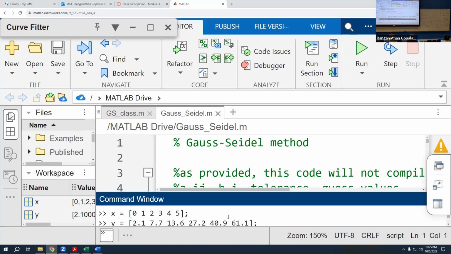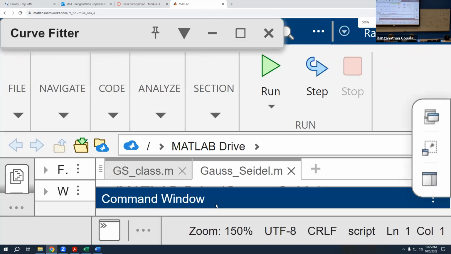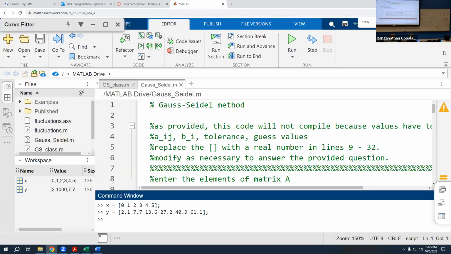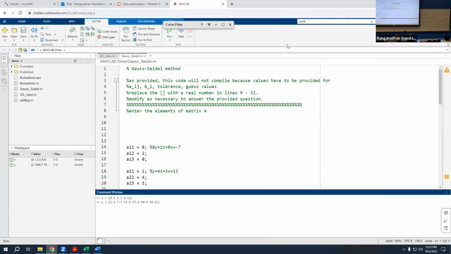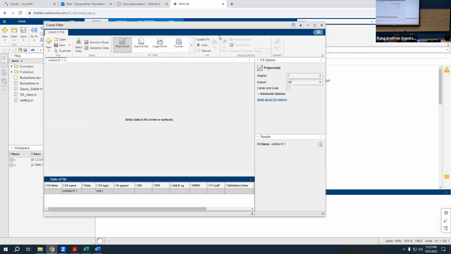Yes, you're talking about the search bar on the top, right? Yep. Type curve and it'll show up as the first result. So if you go here, type curve and click on that first result, Apps, Curve Fitter. Do we all have this app and the X and Y entered? Yes? No? Okay, so maybe it means you haven't installed it in your MATLAB package, so you can add those.